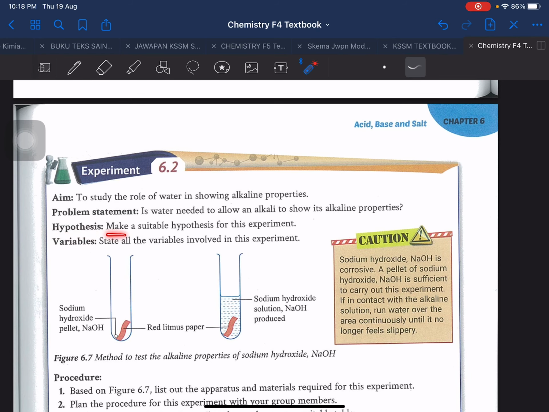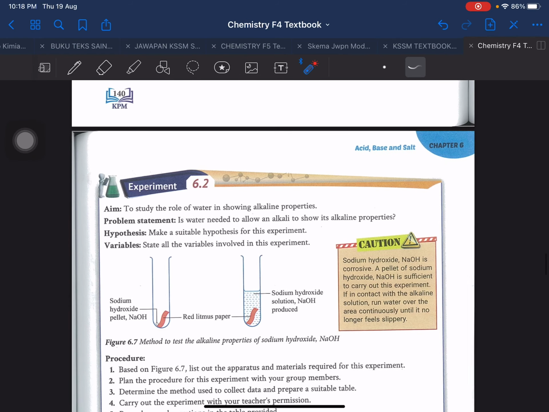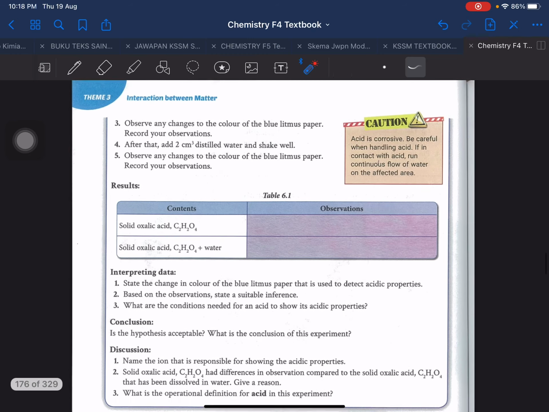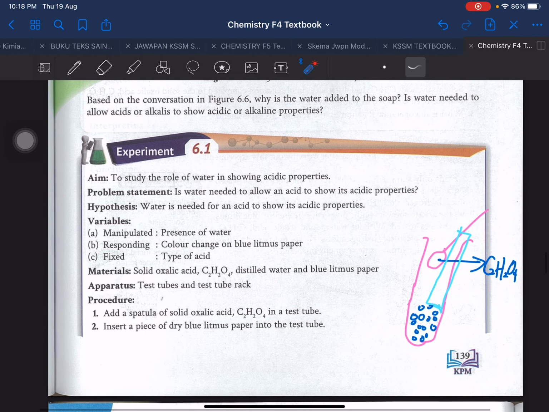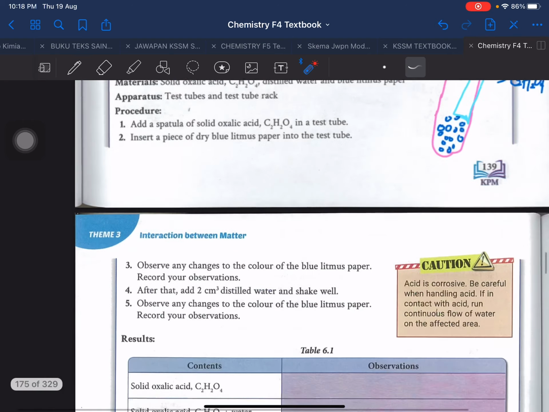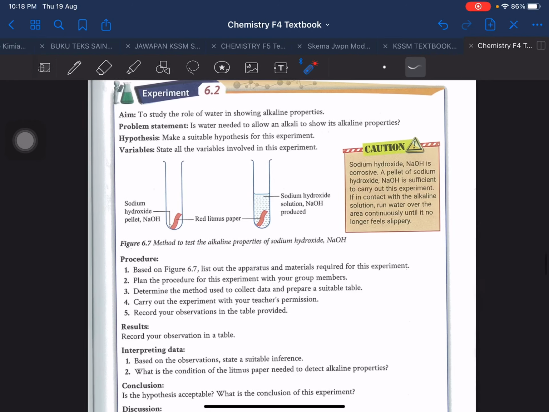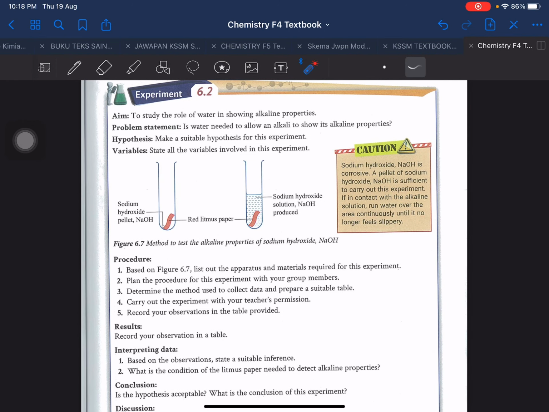Hypothesis. You need to make a suitable hypothesis for this experiment. Based on the experiment 6.1, actually, you can create your own sentence sudah. Okay. Water is needed for an acid to show its acidic property. Itu untuk acid punya eksperimen. Tapi untuk alkali, you just change the word acid to alkali. You change the acidic to alkalinity. Begitu. Okay. So you refer to experiment 6.1 and then you need to complete 6.2 punya experiment.